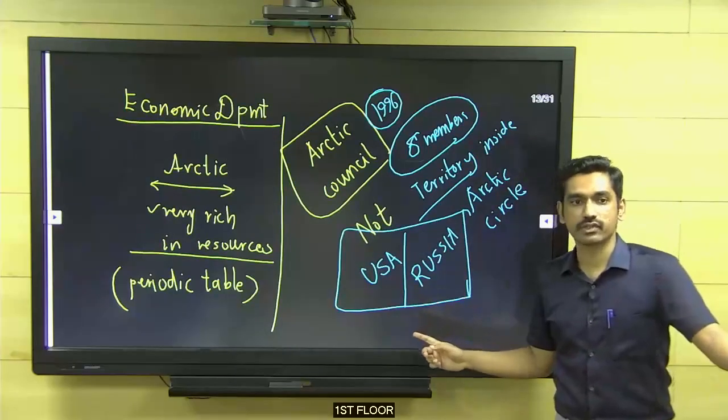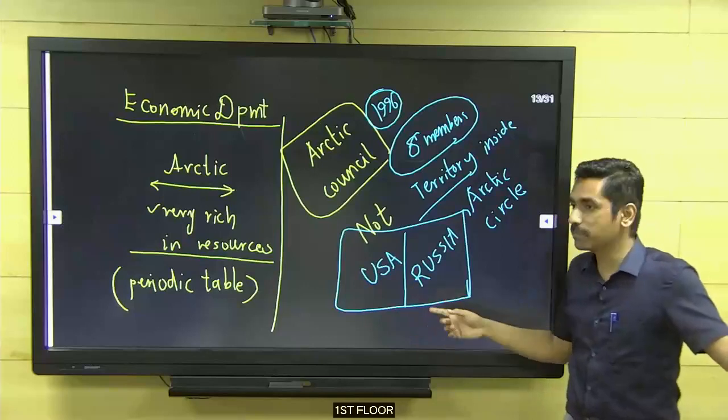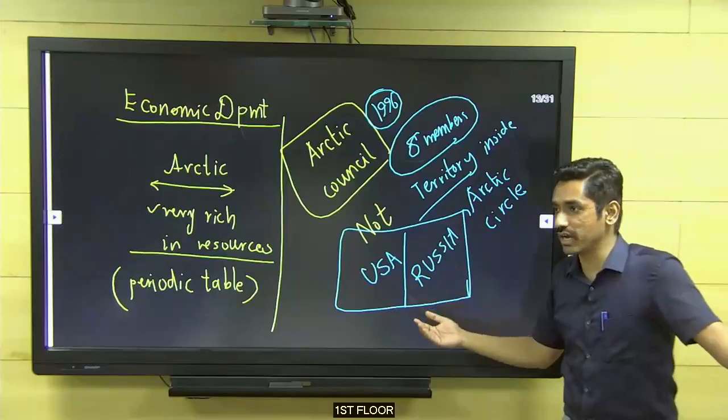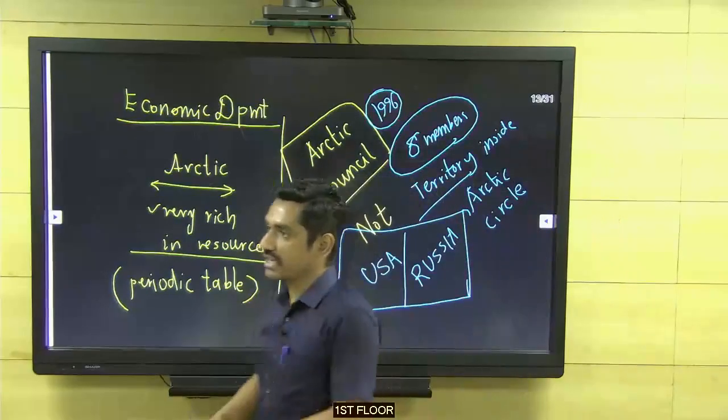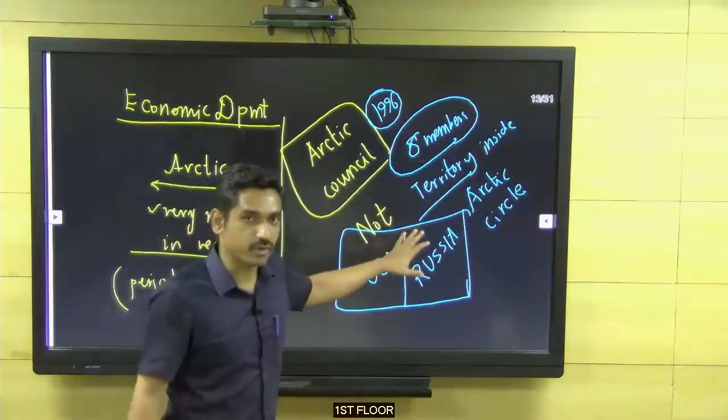USA and Russia played the cards really well. They did not want any other powerful countries to compete for resources in the Arctic region. That is why, if you want to exploit any resources in the Arctic, you need the permission of USA and Russia. Without it, it's not possible.